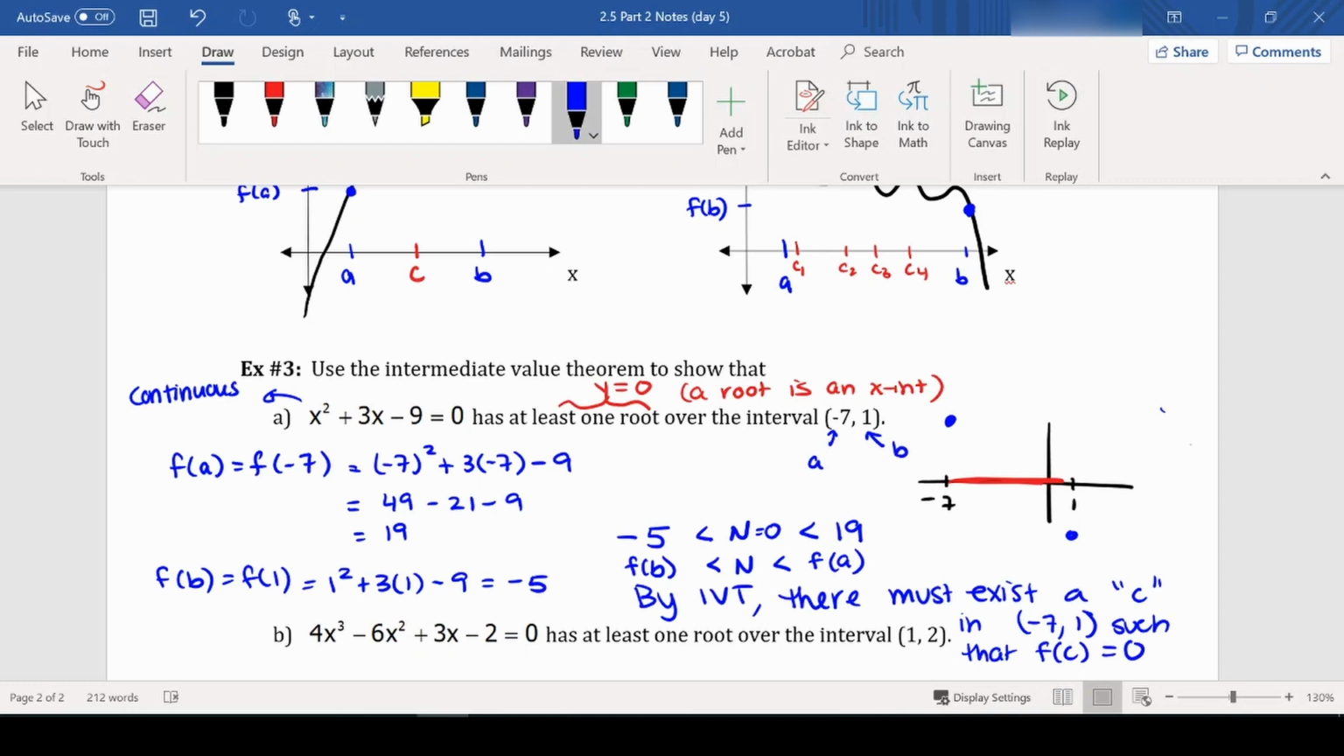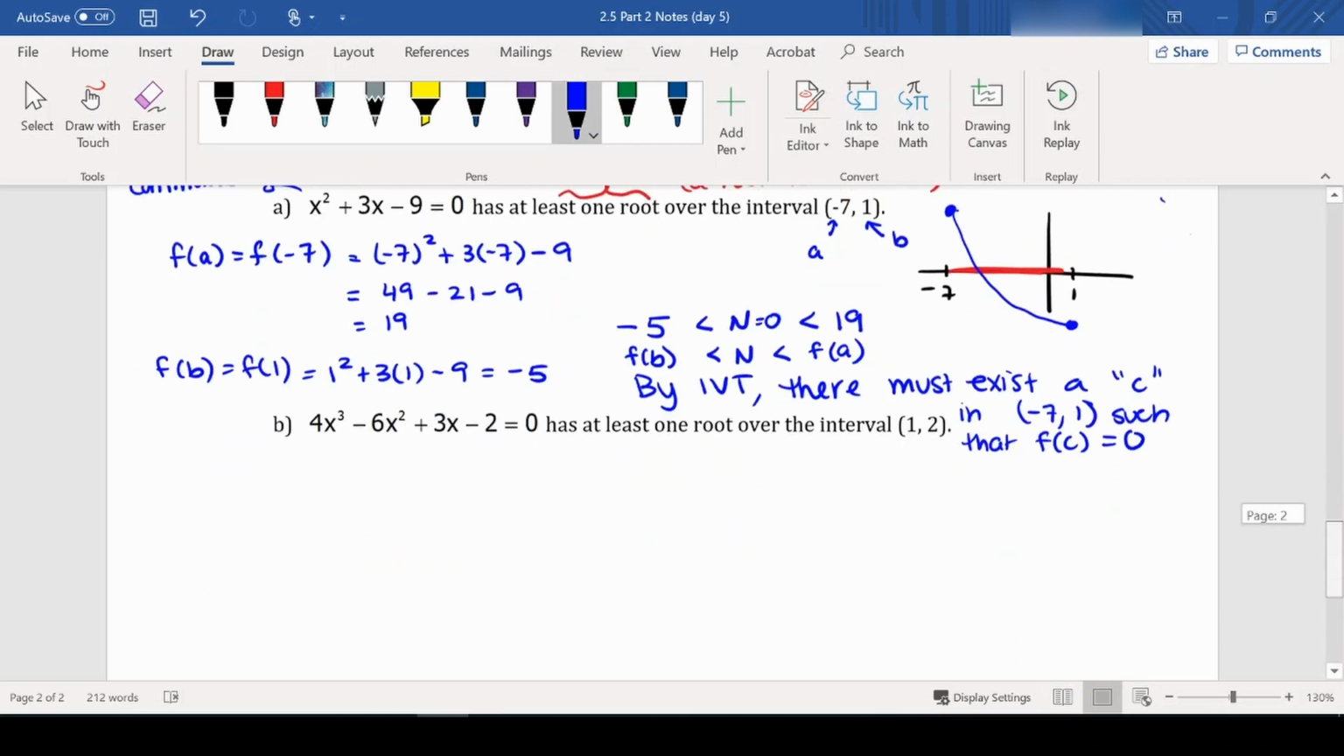Otherwise, there's no way you can get from this point to this point, right? There's no way you can get there if you don't cross the axis. It won't happen. And it has to happen because it's continuous. So the only way you could get there without crossing the axis is if you jump over it, which we know doesn't happen because we have a continuous function. Okay? So your write-ups for these will look pretty much identical as you go through.